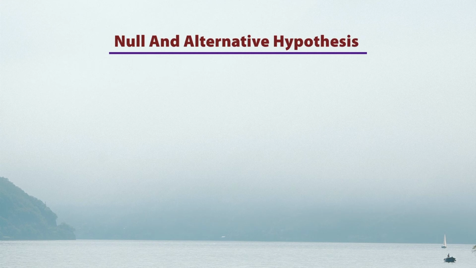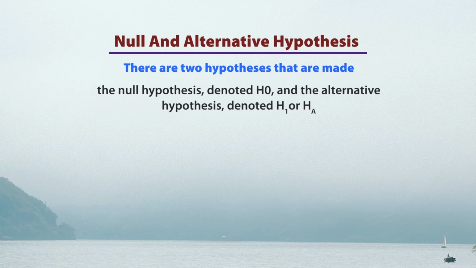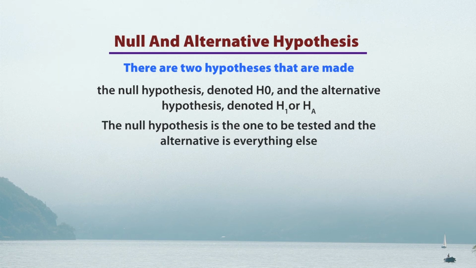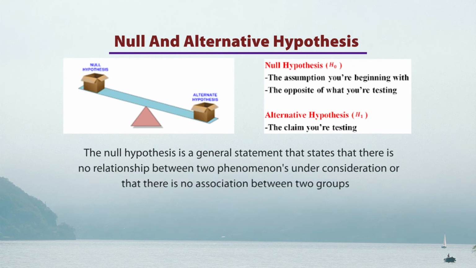So now the null and alternative hypothesis. We have already talked about the null hypothesis, which is denoted by H0, and the alternate hypothesis, which is denoted by H1. The alternate hypothesis is denoted as H1 or HA. So the null hypothesis is the one to be tested, and the alternate is everything else. The null hypothesis is a general statement that states that there is no relationship between the two phenomena under consideration, or that there is no association between two groups.